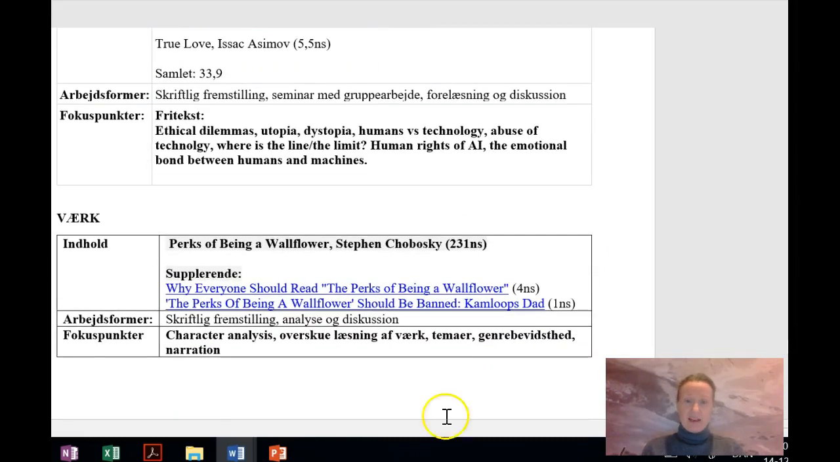And lastly, The Perks of Being a Wallflower, which will not be an exam text.